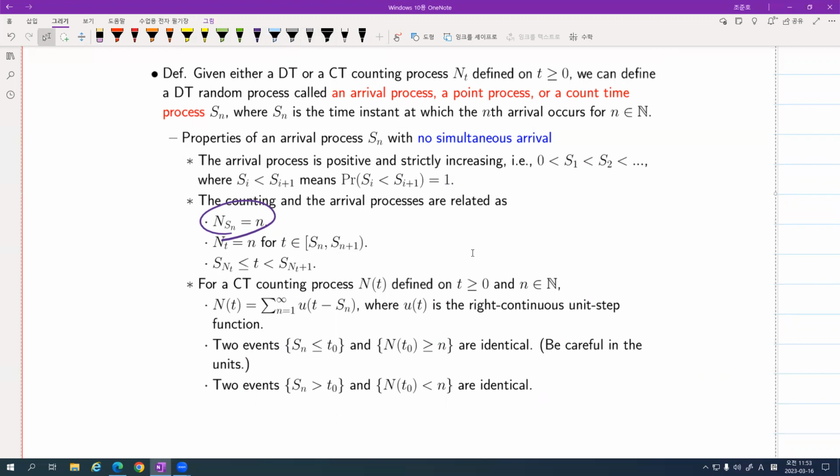Okay. If t is in this interval, greater than or equal to S sub n and strictly less than S sub n plus 1, then its value must be n, right? Is it correct? Again, recall that figure and focus on, for example, S1 and S2. What is the value? 1, right?